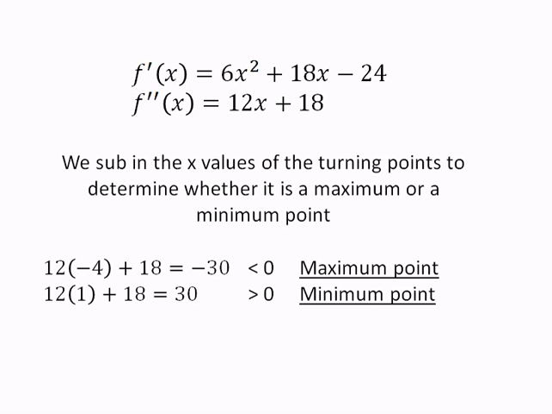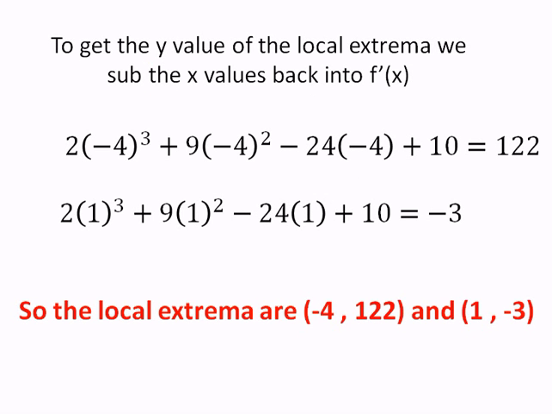Subbing in the first x value, x = −4, we get the answer −30. So we know that this is a local maximum. After subbing in the x value x = 1, we get 30, meaning that this is a local minimum. Now what we need to do is find the y values of the x coordinates of the turning points. All we've got to do for that is sub in the two x values into the original equation.